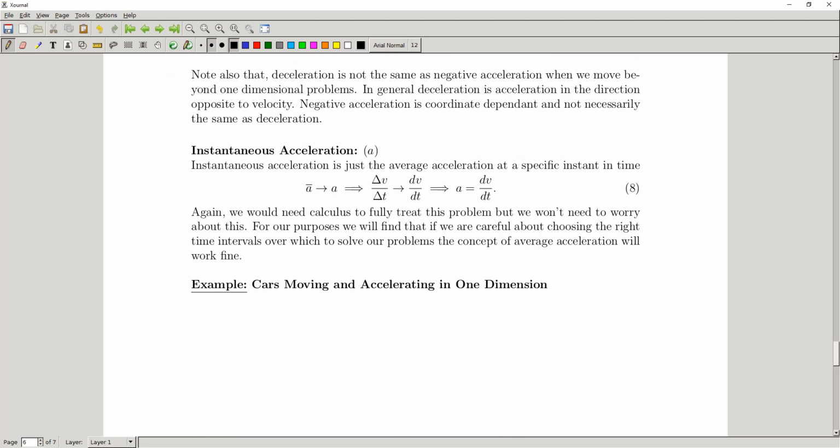Okay, so we can also define instantaneous acceleration, but again, to get a really flexible definition of this, we kind of need calculus. We're going to find that for the purposes that we're going to be using acceleration for, and the types of problems that we're going to do, as long as we're careful about the intervals over which we're measuring acceleration, we're not going to need to worry about any of this. And again, we're just not going to be using any calculus in this course at all, so don't worry about this too much, but just be aware that there is a way to do this more rigorously with calculus.